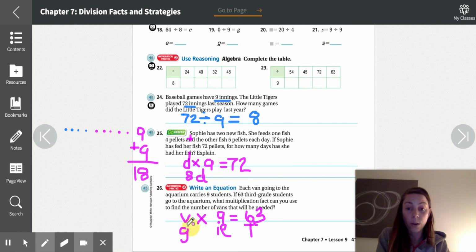Now, do we know the answer? Like, what's the missing number? How many vans would you have to use? What number do you multiply by 9 to get 63? Remember that 9 trick rule: you take this number, you subtract 1, and it gives you this number, 6. So what number do you have to subtract 1 to get 6? 7. So they would have to have 7 vans.